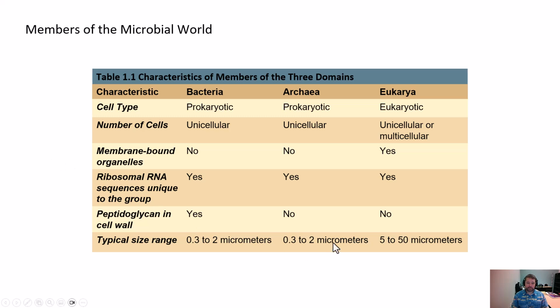So archaea and bacteria both have cell walls. It just happens to be that bacteria have peptidoglycan in their cell wall, and archaea do not. Eukarya do have cell walls, some of them, like fungi and plants, but they do not have peptidoglycan in their cell walls. And there you have it. We already talked about the size of the organism.